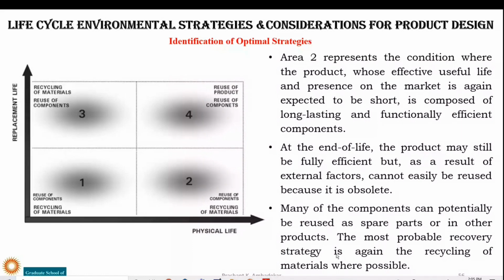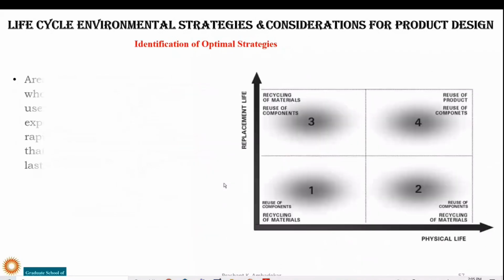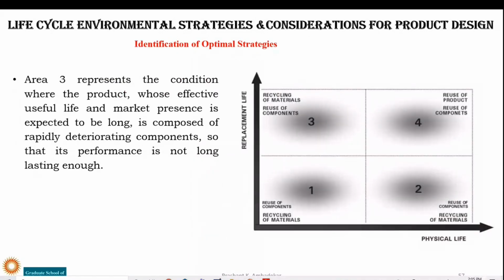The most probable recovery strategy is again the recycling of the material wherever possible. But in this case, since out of 10, 9 components are still functioning, they are still good. So if it is to be disassembled, then the parts can be removed and those parts can be used as input to the new product. Okay, so here we have seen that in section 1 it is a good design, here it is not an optimal design. Then area 3.